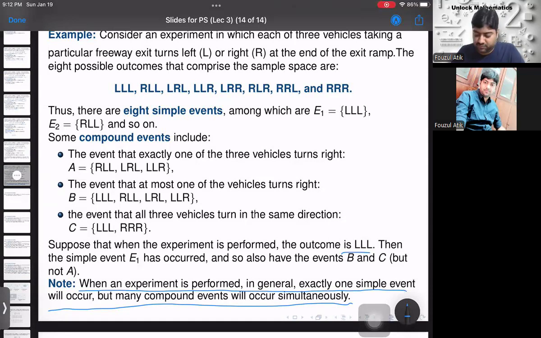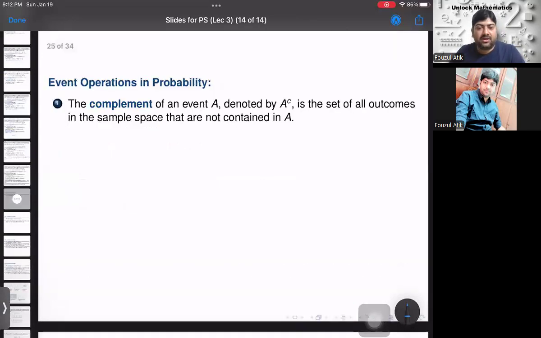Okay, let me move to the next concept. Now we have seen that a sample space is a collection of all outcomes. So basically it's a set. A sample space is a set. We have also seen that events are subsets of the sample space set, right? So whatever operations we have learned in set theory, union, intersection, complement, all these things will work here as well, right?